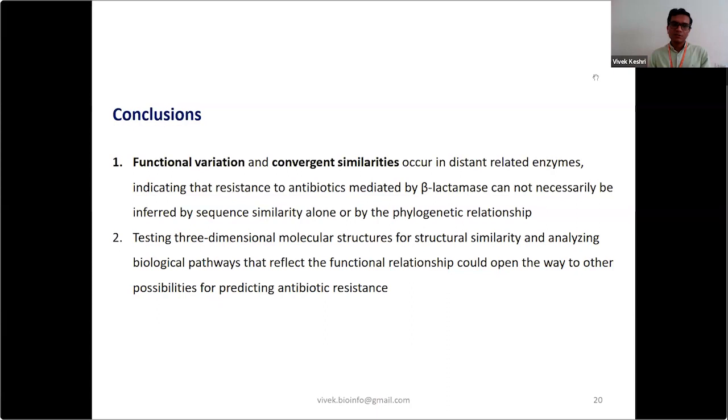And overall in the study, we found that they convergently evolved these functions. So these are the major findings in this project.